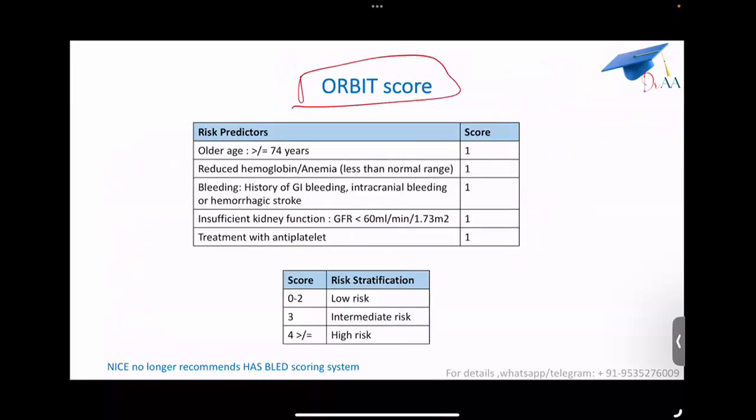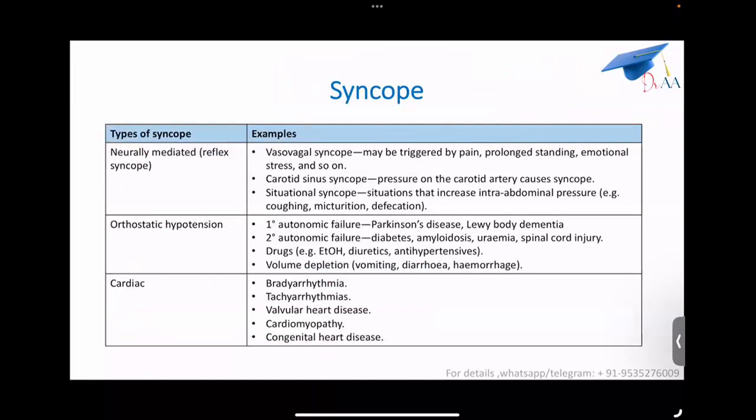Again, the ORBIT score is important to predict bleeding risk. It's the same thing we have used for STEMI and NSTEMI, so we will not go through it again. If anyone has any questions regarding AF, you can ask me now.